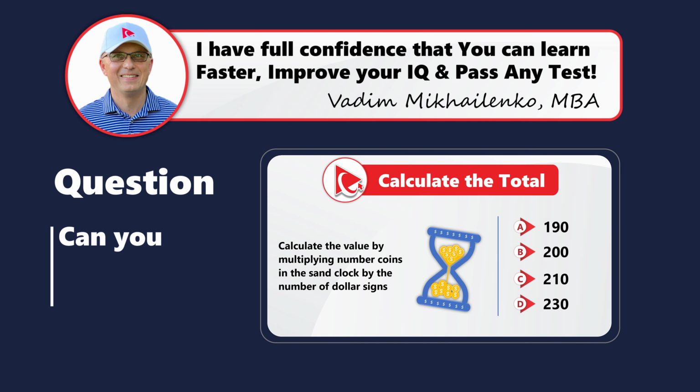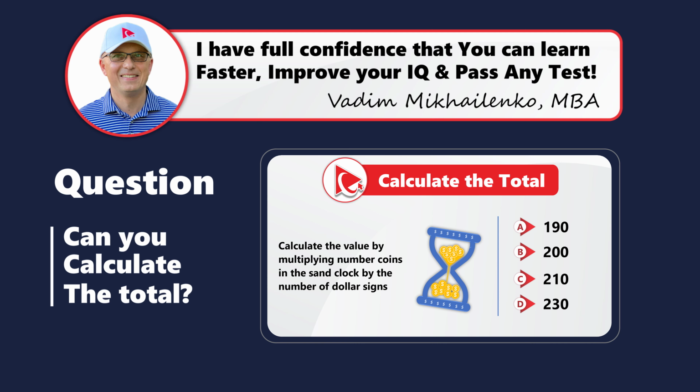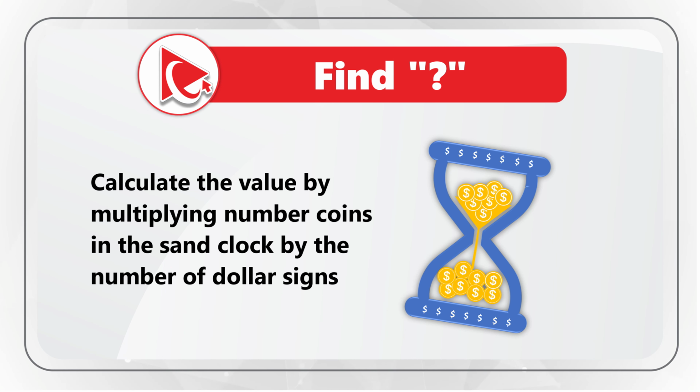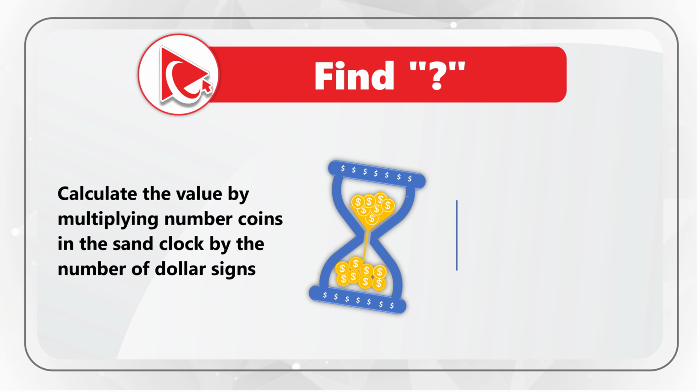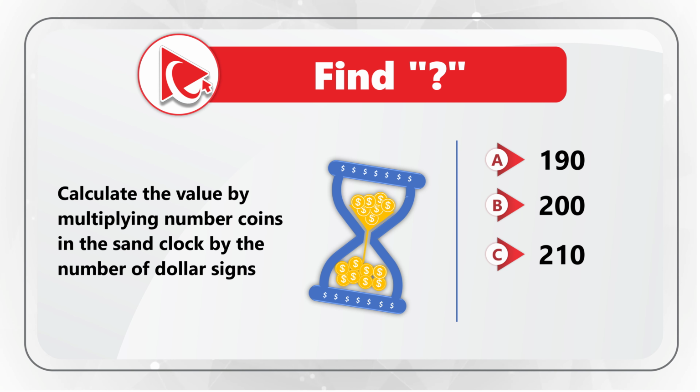Here's an amazing question to test your math skills. You need to calculate the value by multiplying the number of coins in the cent clock by the number of dollar signs at the top and at the bottom. And the calculation should be one of 4 possible choices. Choice A, 190. Choice B, 200. Choice C, 210. And choice D, 230.